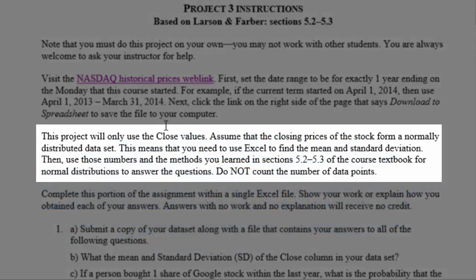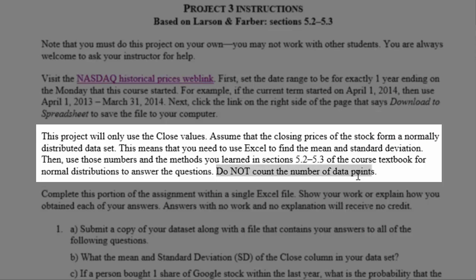For this project, we are only going to use the closing values, so you can ignore all the other columns. And this is very important. We are going to assume the closing prices of the stocks form a normally distributed data set. We're going to use the normal distribution, its formulas, and its tables and Excel features in order to answer all the questions. Basically, we're going to use everything you learned in 5.2 and 5.3 for this project.